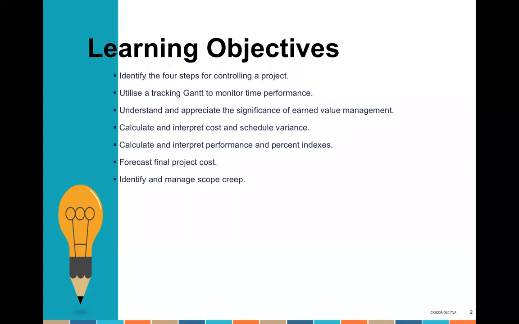So we're going to talk about a number of items. We're going to identify the 4 steps for controlling a project. We're going to talk about utilizing a tracking Gantt chart to monitor performance. We're going to understand and appreciate the significance of earned value management. We're going to calculate and interpret cost and schedule variances. We're going to calculate and interpret performance and percent indexes. And we're going to forecast final project costs. And we're going to also identify and manage scope creep.